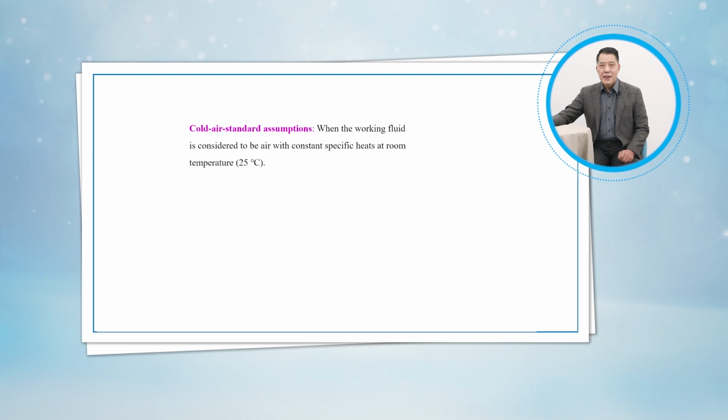Another assumption that is often used to simplify the analysis even more is that air has constant specific heats whose values are determined at room temperature. When this assumption is used, the air-standard assumptions are called the cold-air-standard assumptions. A cycle for which the air-standard assumptions are applicable is frequently referred to as an air-standard cycle.